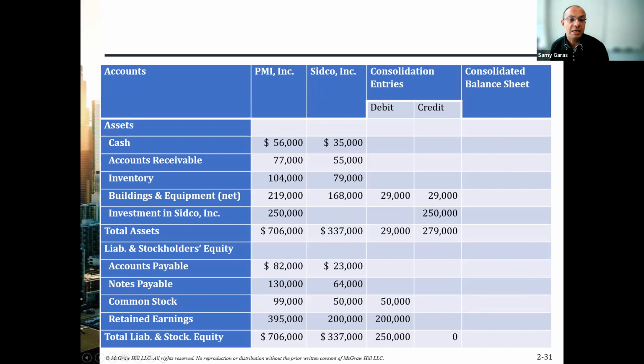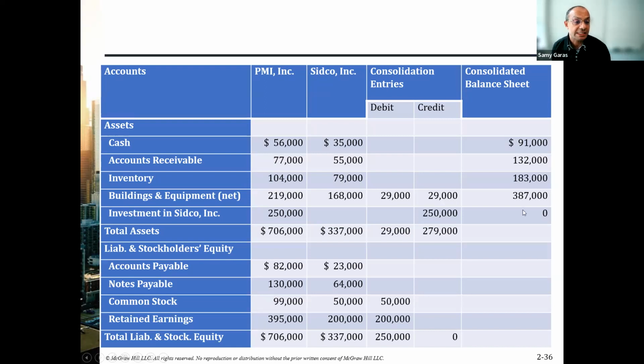Now we need to add up the numbers. So first we add the cash, we get 91. Then we add accounts receivable, 132. Then we add inventory, 183. The 29 will offset each other, so we add 219 plus 168. Then 250 debit and 250 credit, so the total is 0.